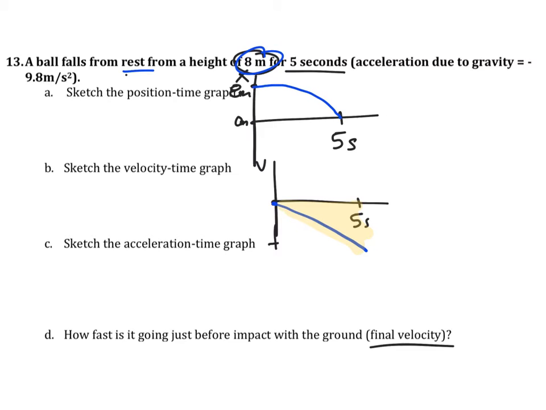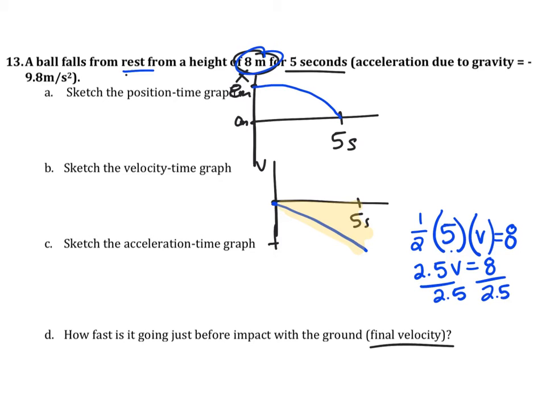So your area is 1/2, since it's a triangle, times the width, which we know is 5 seconds. And we don't know the height here, so I'm just going to leave in a V for velocity, and that's going to equal our area, which we know is 8. So now we can solve for V. 1/2 times 5 is 2.5, times V equals 8, and then divide both sides by 2.5. When we do that, we get an answer of 3.2, and that will be in meters per second.